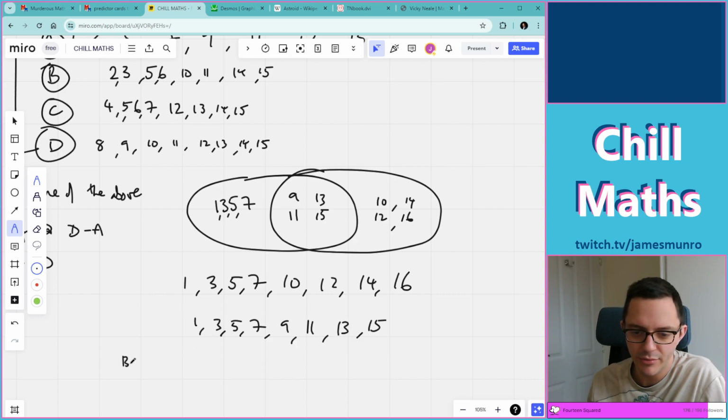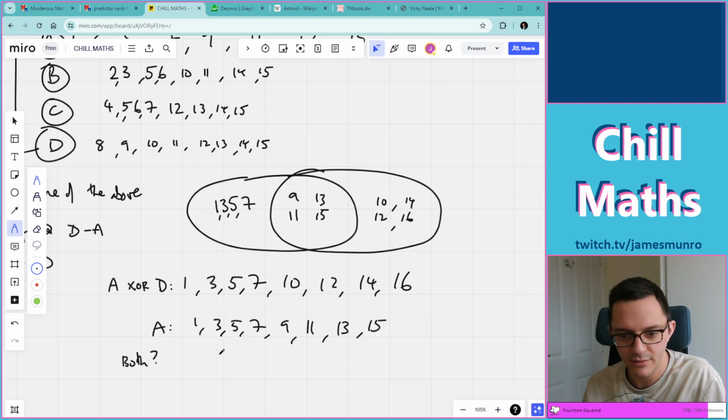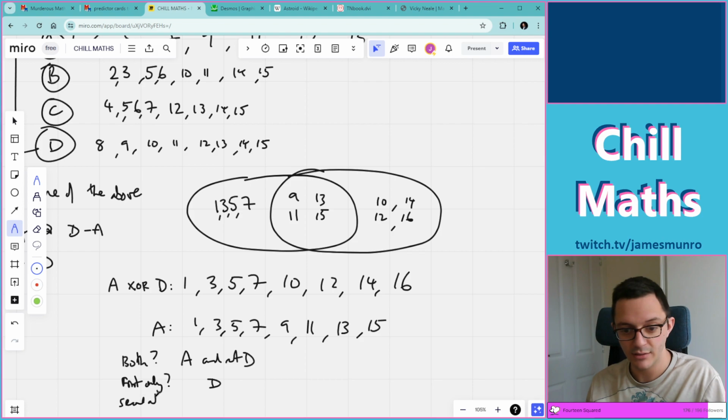if you're in both, so this is, gosh, what is this? This is A XOR B. This is A XOR D. I was calling it list D. And this is just A again. So if you're in both, then you're in A and not D, because you're in one of them and it's A. If you're in the first only, then you're in exactly one of them and it's not A, so it's D. If you're in the second only, then you're in A and D.